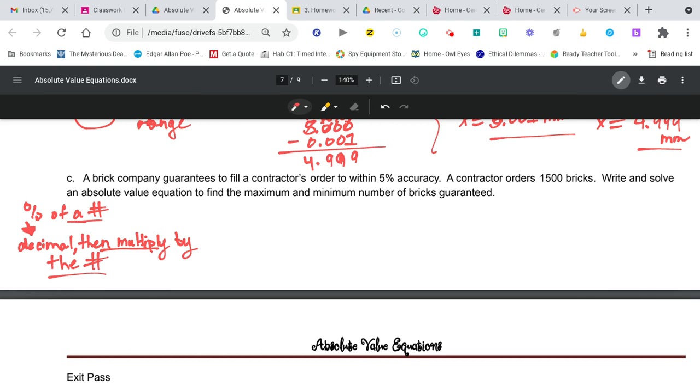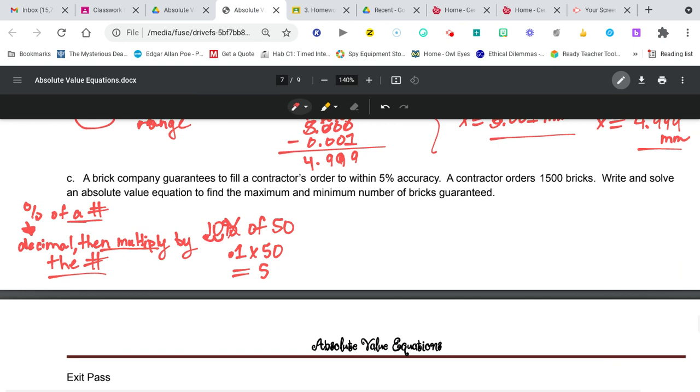For instance, let me give you an example. If I'm trying to find 10% of 50, all I do is drop the percent, move this decimal two places to the left. So that's 0.10 or 0.1, and it's going to be times 50, and you would get 5. That's all you would do.